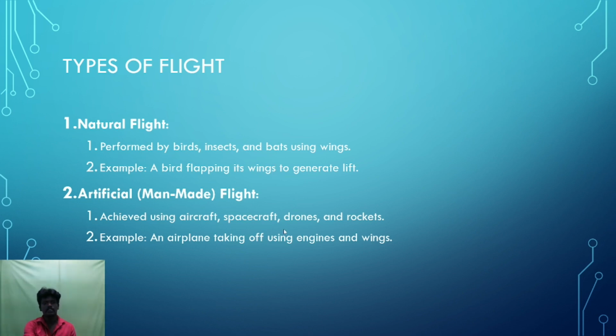Then the second one is artificial flight, by man-made machines. In recent days we use so many fighter aircraft, spacecraft, drones, UAVs and rockets. For example, an aeroplane takes off using engines and wings. The wings and engines play a vital role. Each and every wing design, with its aspect ratio, creates different lifts.